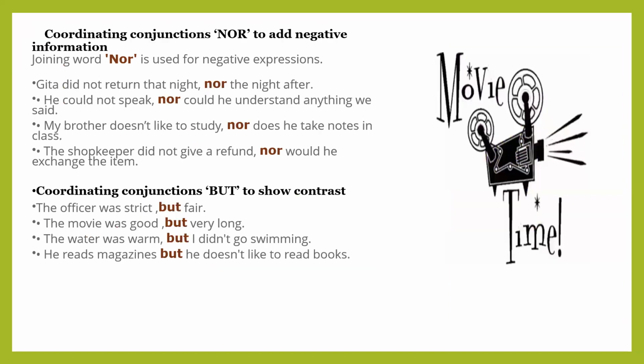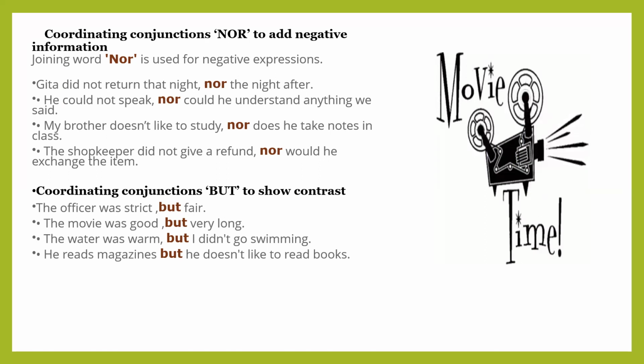Coordinative conjunction nor, to add negative information, nor to give always negative expression. Geeta did not return that night nor the night after. He could not speak nor could he understand anything we said. My brother does not like to study nor does he take notes in class. The shopkeeper did not give a refund nor would he exchange the item.